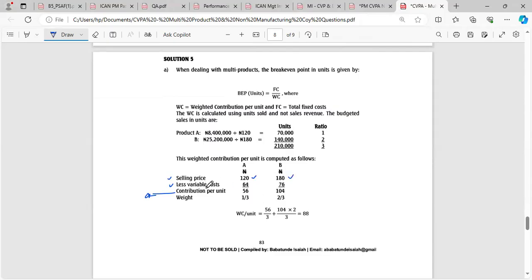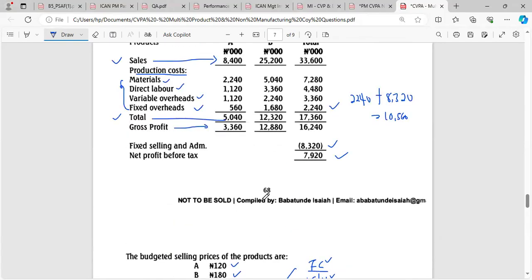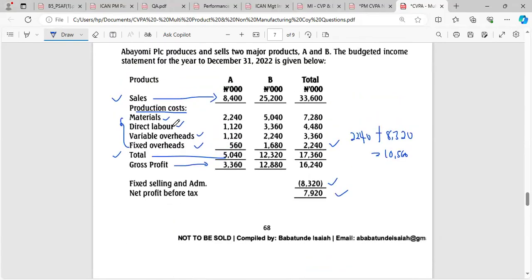What about our variable cost per unit? What we need to do for our variable cost is to go up. We have several variable costs. We have material, labor, and variable overhead. Please add these three. That will give us our total variable cost. Let's add them up. 2240 plus 1120 plus 1120. That should give us 4480. That's our total variable cost.